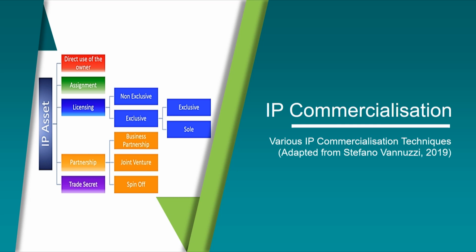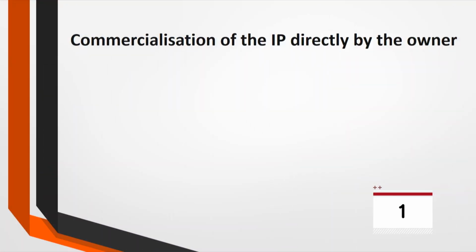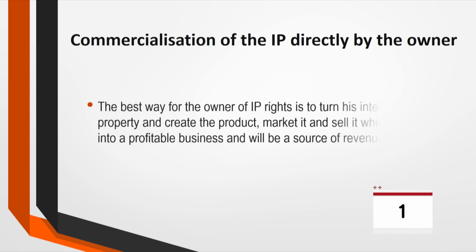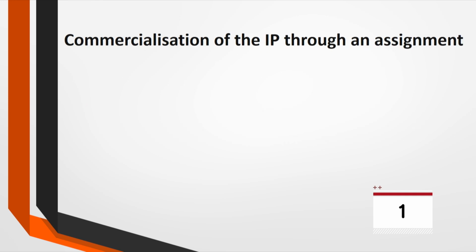So, these are the various ways, techniques by which an IP can be commercialized. Now, we will try to understand these different techniques. First is commercialization of the IP directly by the owner. The best way for the owner of IP rights is to turn his intellectual property into a product, market it and sell it, which will turn into a profitable business and will be a source of revenue.